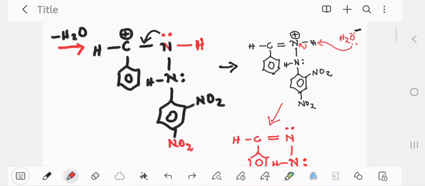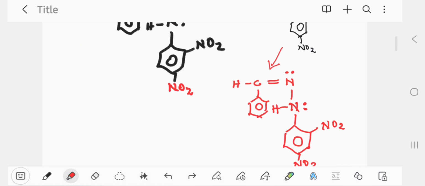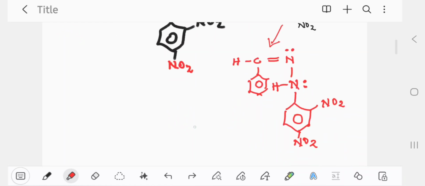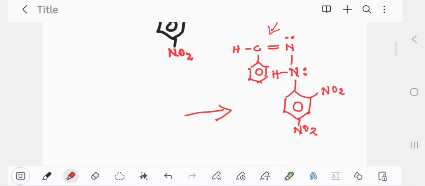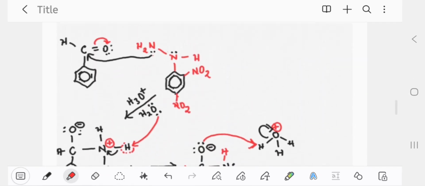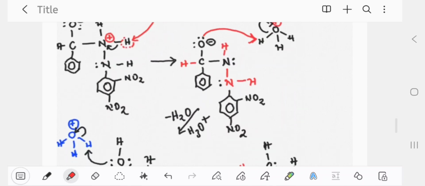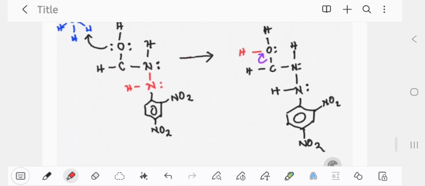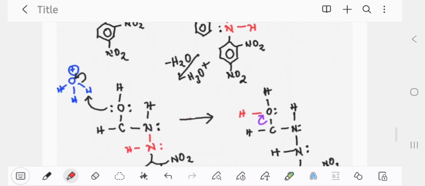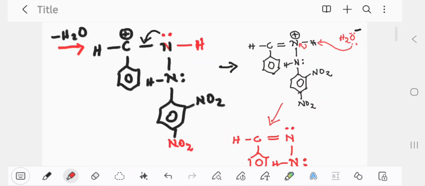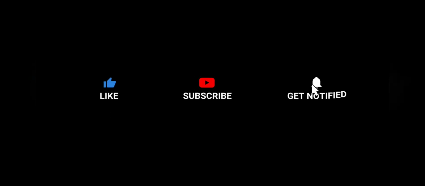So basically, this is how you show the mechanistic steps for this reaction. This is the final product, and this is where you stop. This is how you show the mechanistic steps that describe the reaction of a phenyl aldehyde. We started from here, we proceeded to this section where we had to remove water, so we finished up.